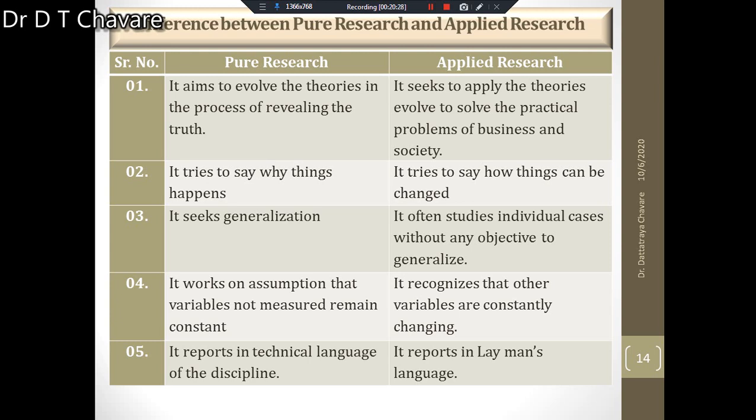Then the second difference we have to understand: pure research tries to say why things happen. It means that with the help of pure research you can get the answer of why. Okay? And applied research tries to say how things can be changed. It means that the method, the how, you will understand with the help of applied research, and with the help of pure research you will find the reason why such things are happening. This is also the difference between these two types of research.